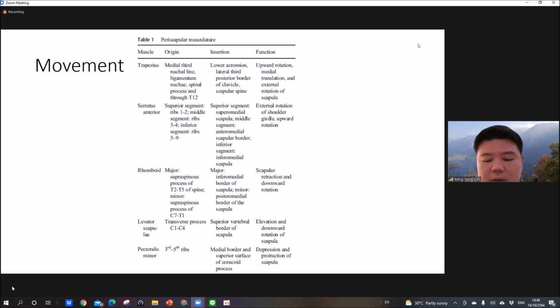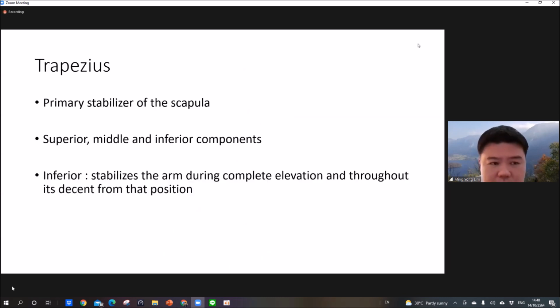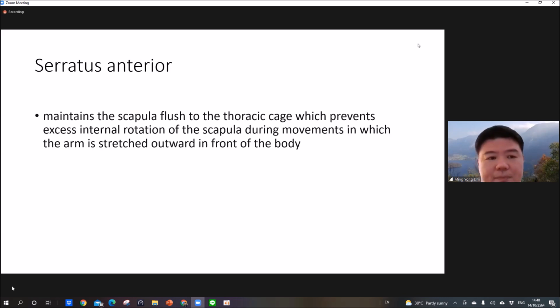So the action of the muscles actually is not isolated, but it is an interplay between all the muscles in order to rotate or move the scapula. The trapezius is a primary stabilizer of the scapula, with three portions, and the inferior function is to stabilize the arm during the complete elevation and throughout the descent from the elevation. Serratus anterior maintains the scapula flush to the thoracic cage, which will prevent excessive internal rotation of the scapula.